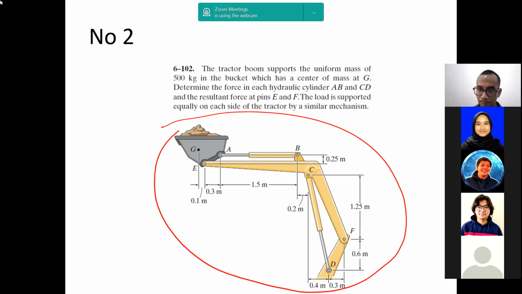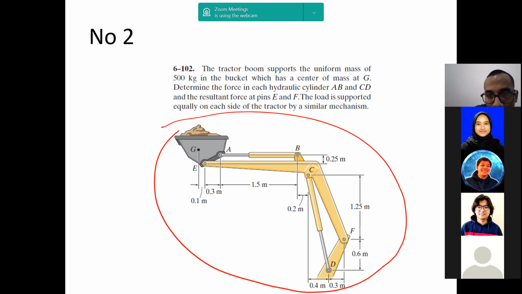Yes, sir. AC? AC? AC? EC. EC is not a two force member.